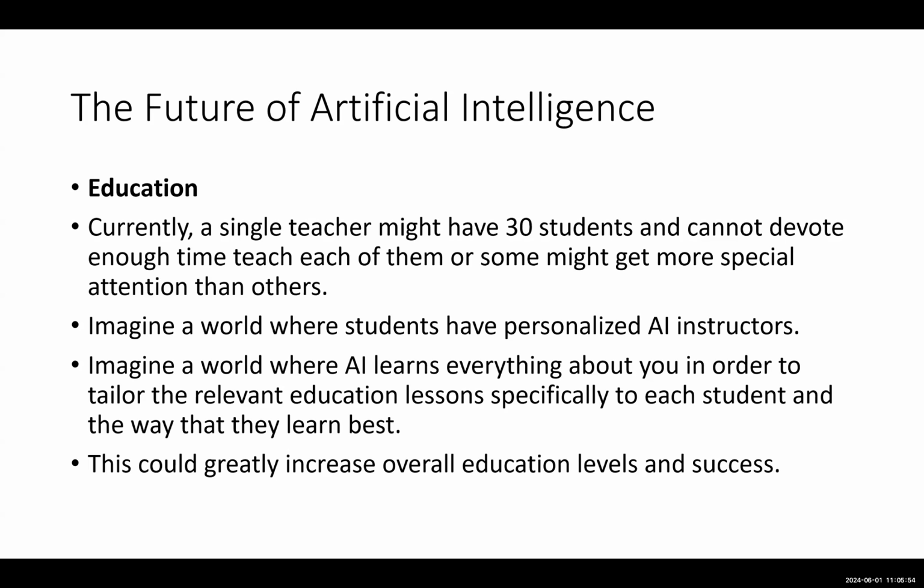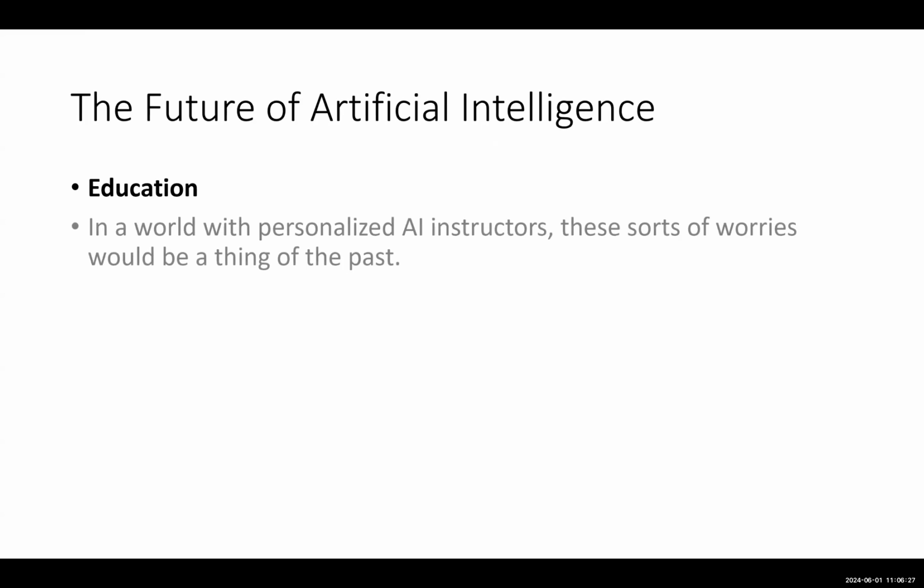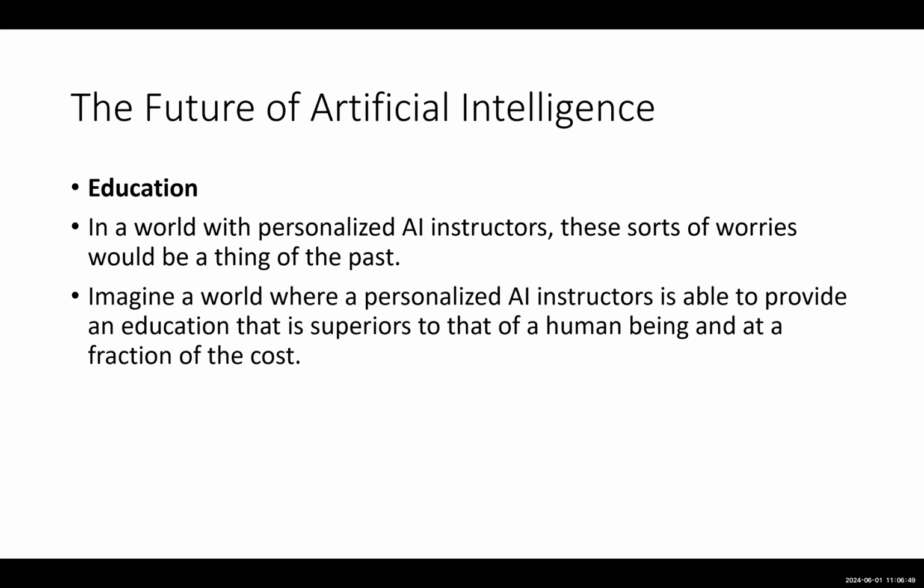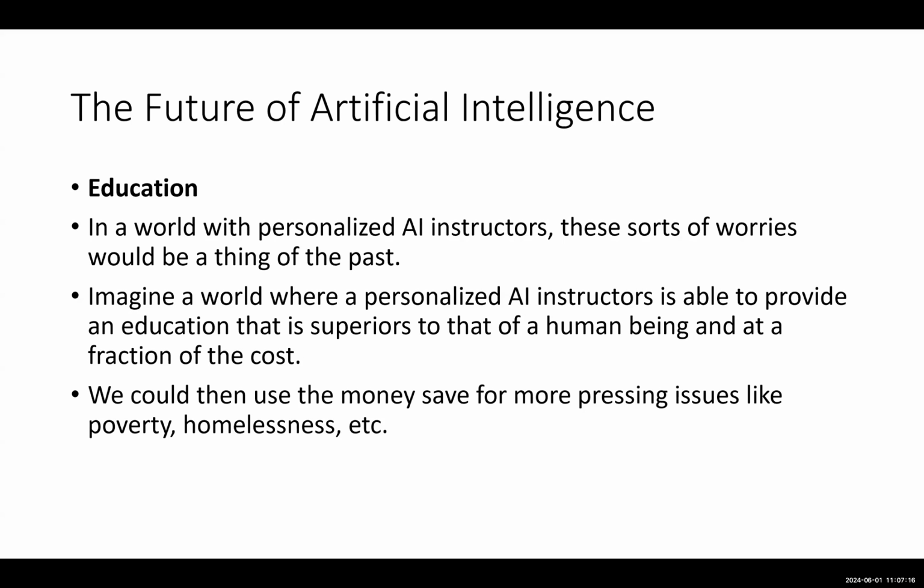You might even think that there's a kind of moral obligation to pursue this kind of technology for the purpose of better education and more specific education for each student. So, in a future world where AI is used to teach, with a personalized AI instructor, many of the worries that we currently deal with in our educational system would be a thing of the past. We can imagine a world where a personalized AI instructor is able to provide an education that is superior to any human being and at a fraction of the cost. And then you might think, well, with the savings, we could use that money for more pressing issues like poverty and homelessness and numerous other things.